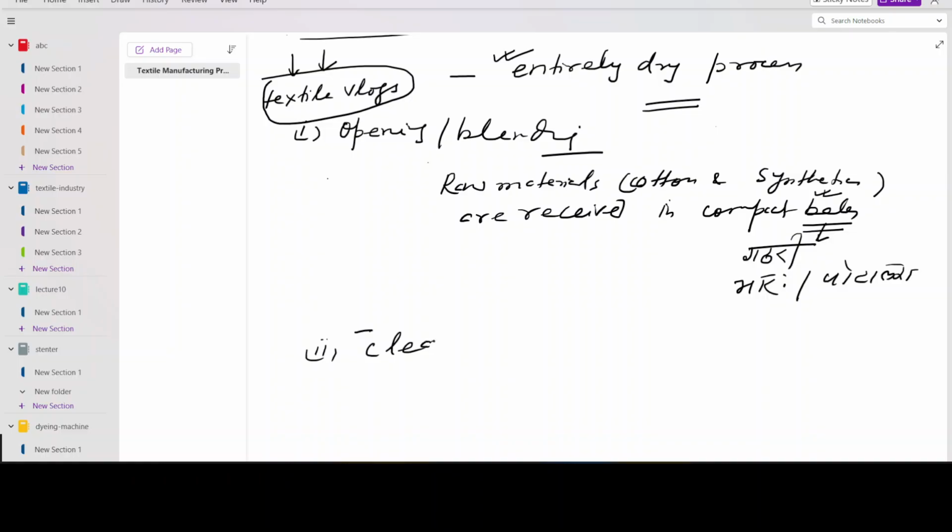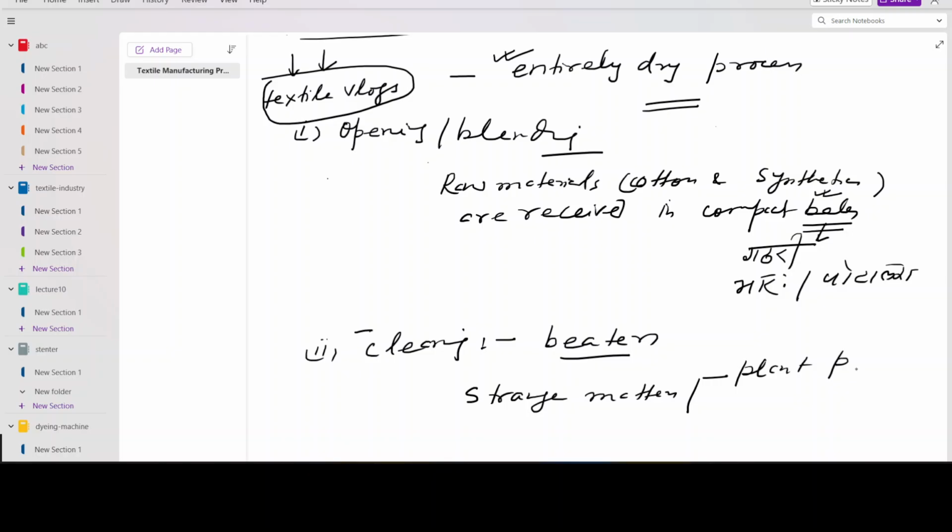The second process is cleaning. Here cotton is passed through a series of machines known as beaters, where opening and cleaning takes place simultaneously. Cleaning removes strange matters. These matters may be plant parts, or dirt.